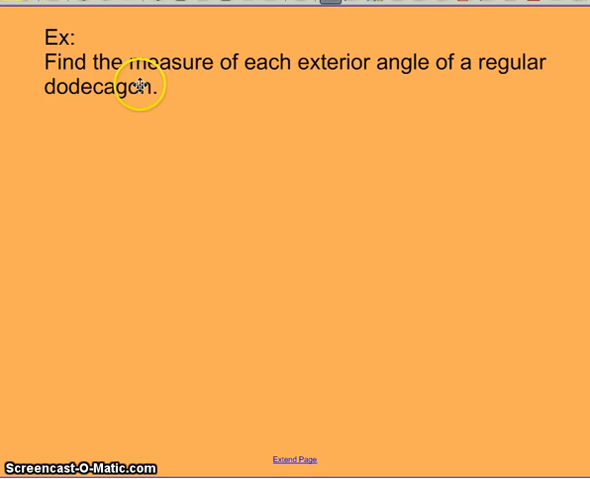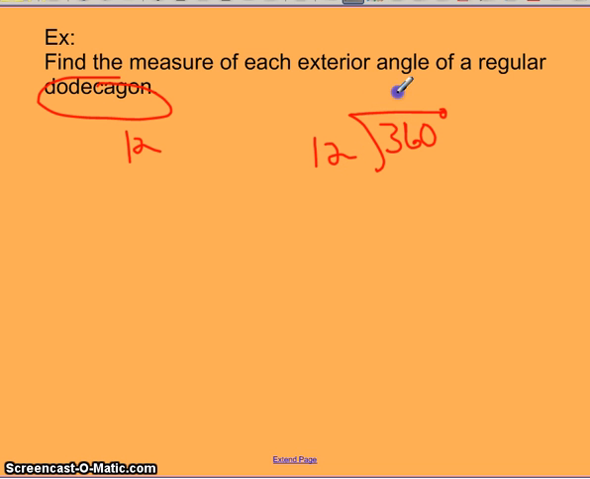Alright, let's move on past this. Maybe we have some examples. Find the measure of each exterior angle of a regular dodecagon. If you remember, a dodecagon has 12 sides. So if 360 degrees is the sum of the exterior angles, then all we have to do is divide 360 by 12, and that will give us how many degrees are in each one of the dodecagon's exterior angles. So 12 will go into 360 30 times, so each one of them would be 30 degrees.